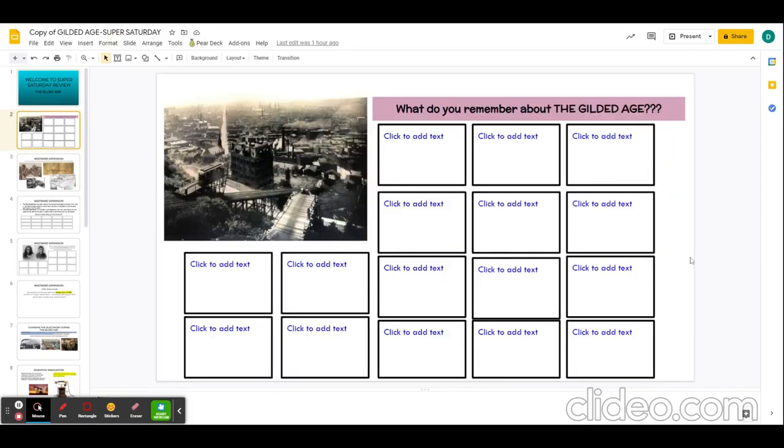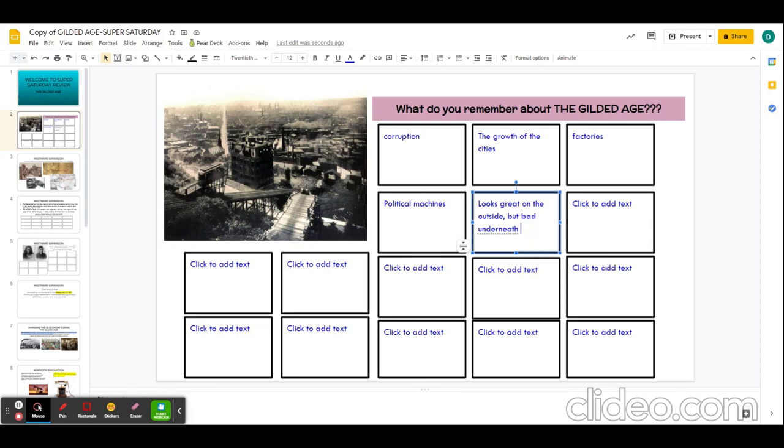On this slide, we are looking for what do you remember about the Gilded Age? There could be several things that you could put in here. You could put corruption, you could put the growth of the cities, factories, political machines, you could put looks great on the outside, but bad underneath. Anything that you tend to remember from our earlier studies of the Gilded Age.